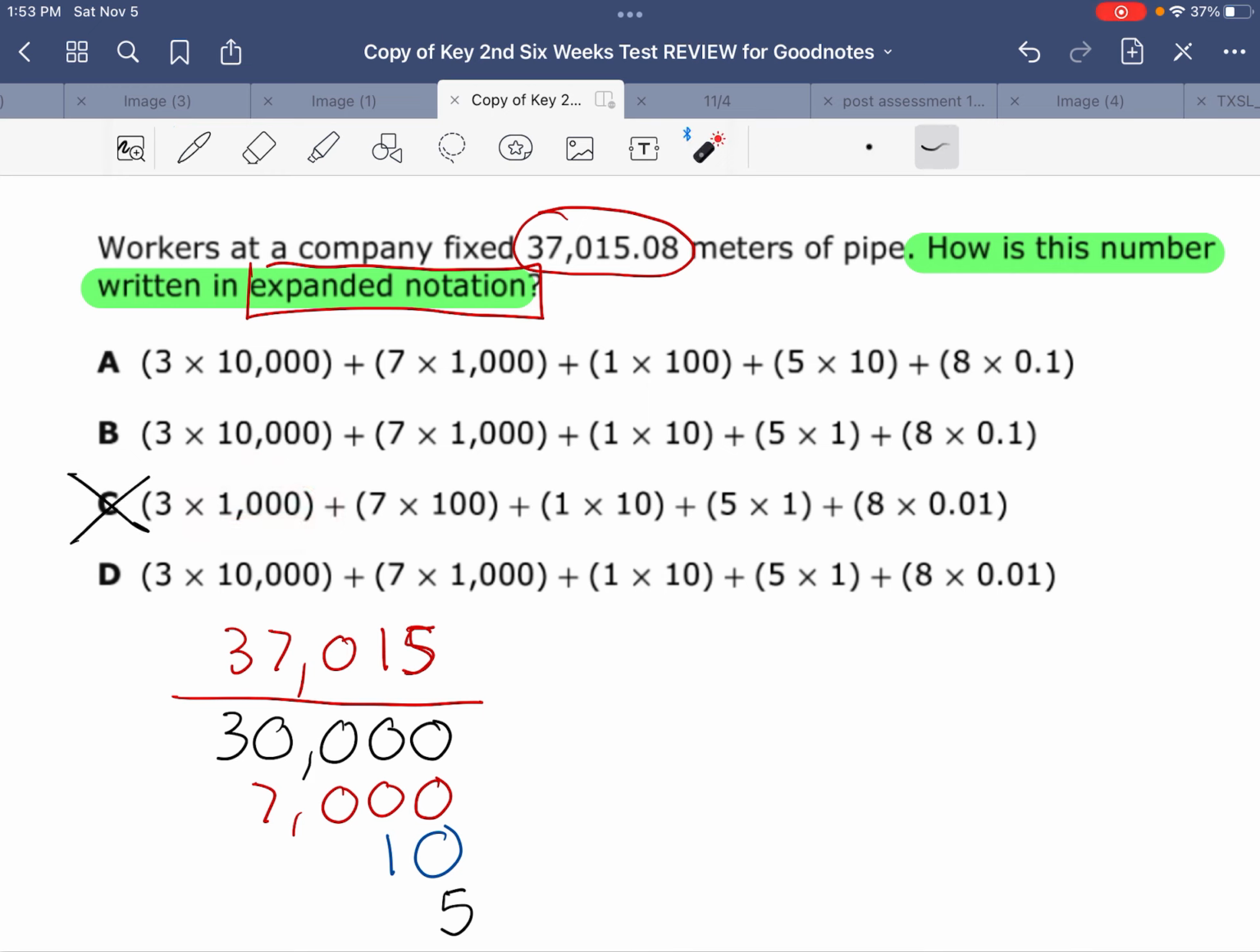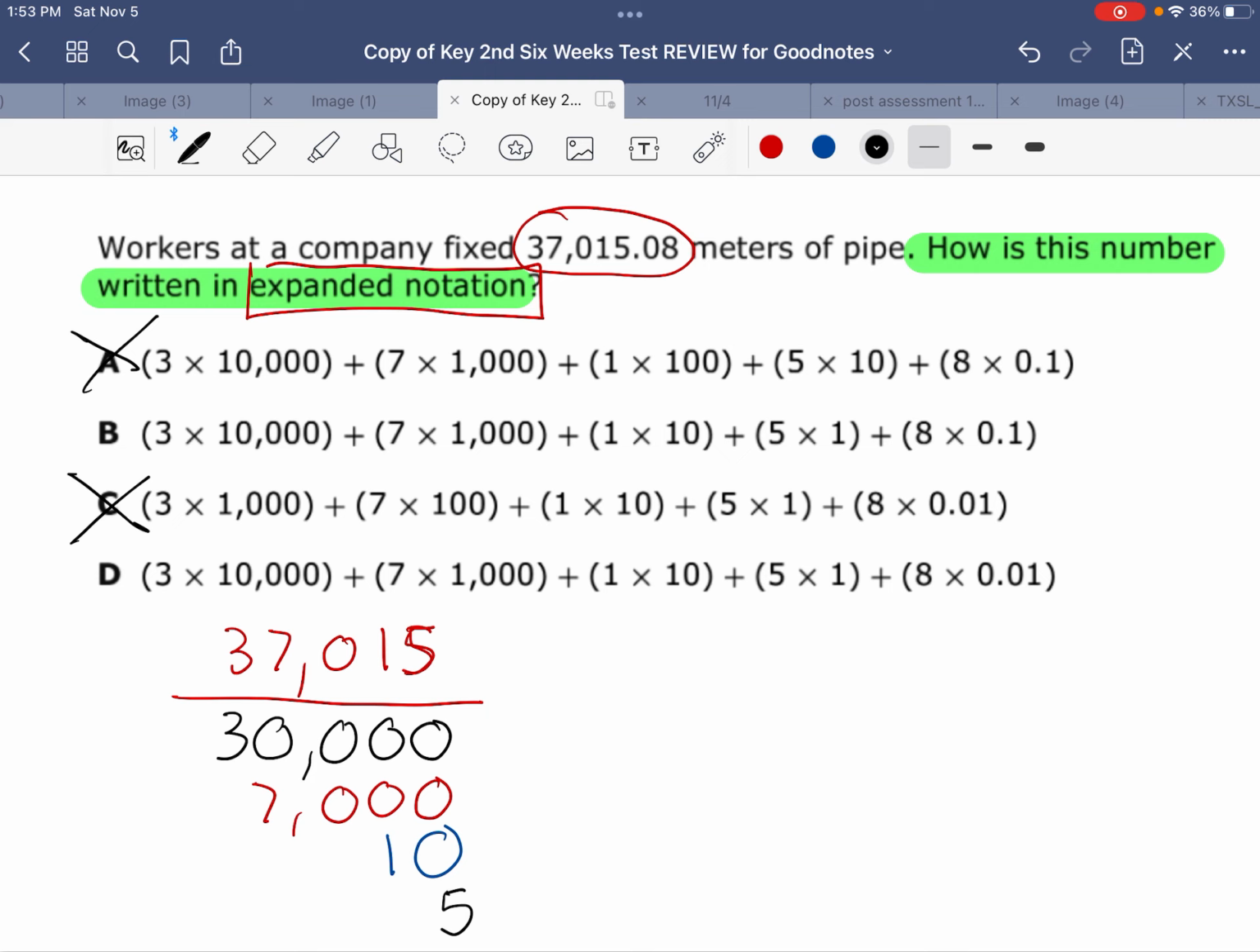I noticed that A has 1 times 100, which means it's in the hundredths place. I don't have that though, I have 10. So I can get rid of A. And the rest look good. So now I'm left with B and D. Okay, so that's like a huge step. I just have 2 answers now.